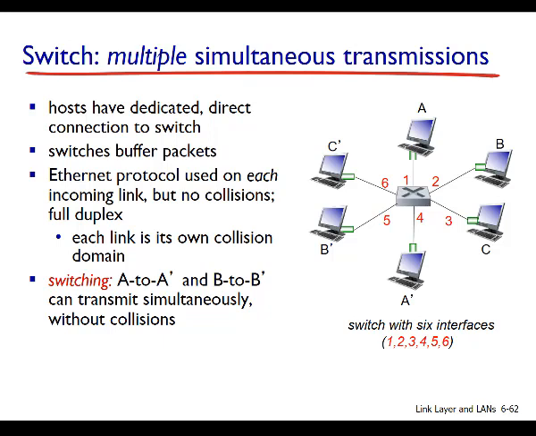So each of these links is a separate collision domain. What that means is that A can be sending data, for example, to A prime at the same time that B is sending data to B prime, and they won't collide at all.